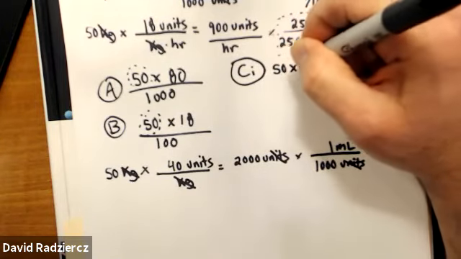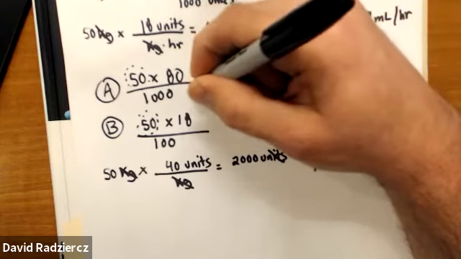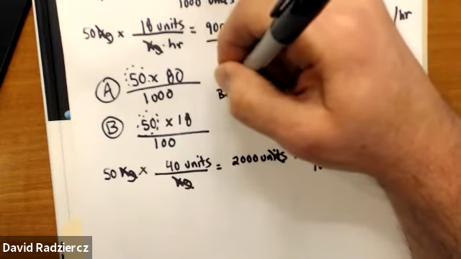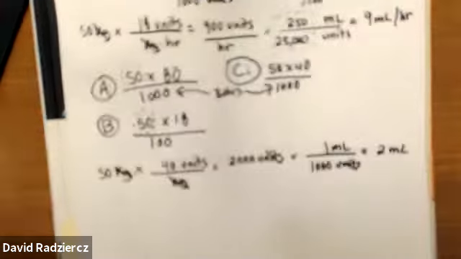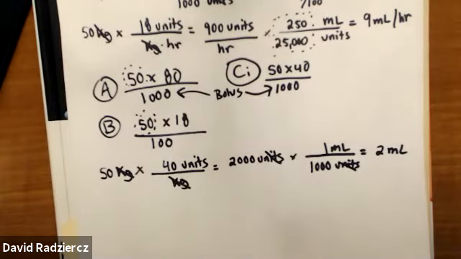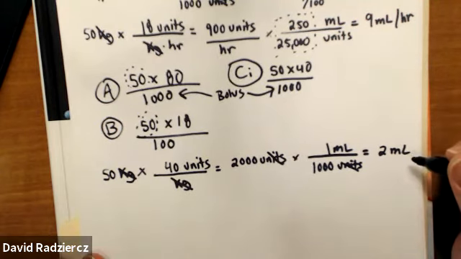50 times 40 divided by 1,000. Notice that every time we do the bolus, we're dividing by 1,000. So that seems to be the constant: dividing whatever you get in units by 1,000 in the Heparin protocol for the bolus dosage strength. So C1 would be the 2 milliliters.